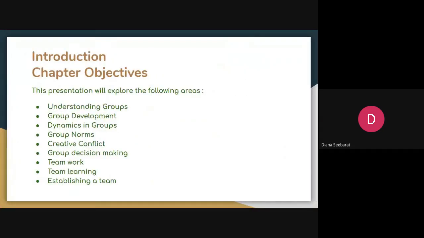So, the chapter objectives this presentation will explore the following areas: understanding groups, group development, dynamics in groups, group norms, creative conflict, group decision making, teamwork, team learning, and establishing a team.